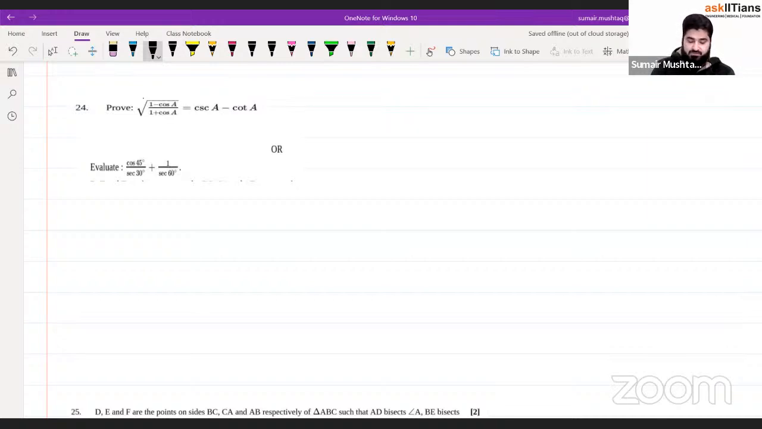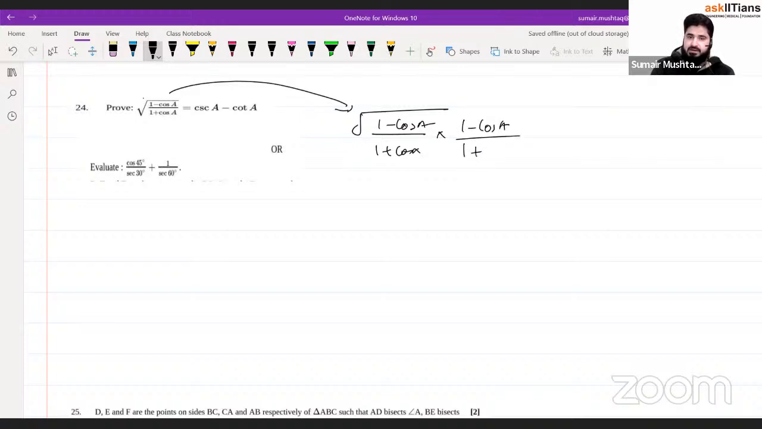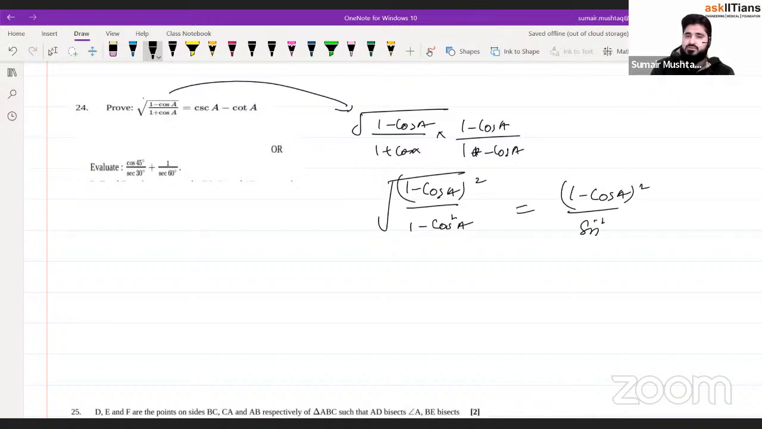We will go for the first question, and it involves the root. Obviously, it says that we have to go for rationalization. So it is root of (1 minus cos a) divided by (1 plus cos a). Multiply it by (1 minus cos a) divided by (1 minus cos a), because I have to go for the rationalization. This is (1 minus cos a) whole square divided by 1 minus cos square a, as (a plus b)(a minus b). And its root here is (1 minus cos a) whole square divided by sine square a.